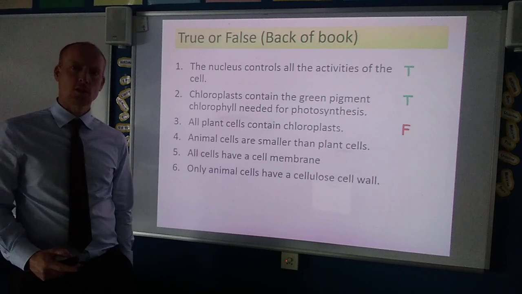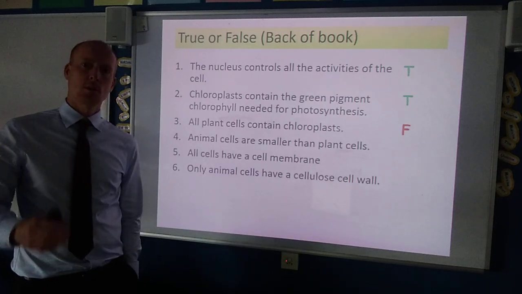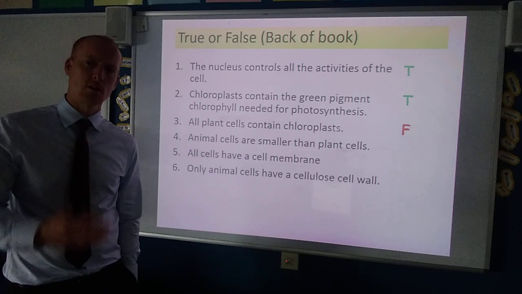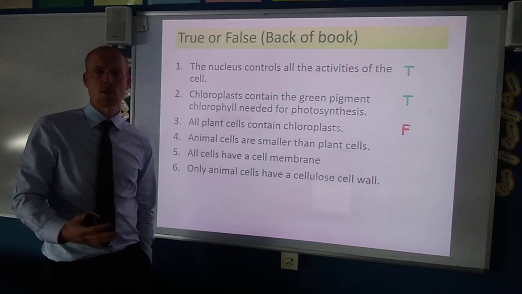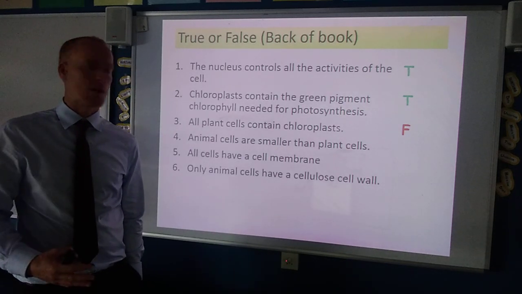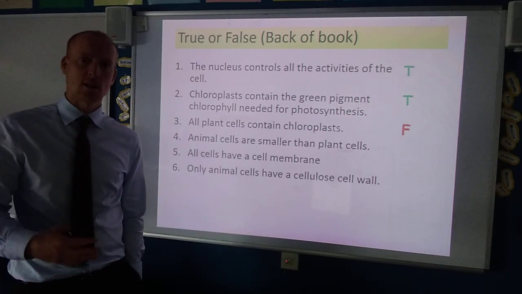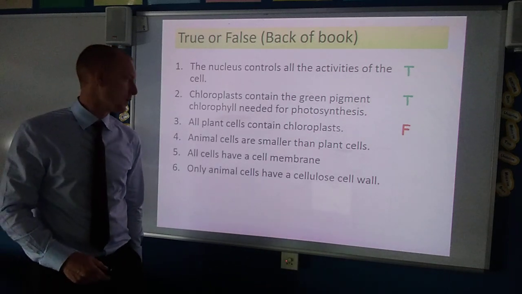All plant cells contain chloroplasts. That one's false, and that's quite a common question because plants have roots, and roots are underneath the ground, and the roots cannot photosynthesize because there's no light. That's a really common question you get. So not every single plant cell has chloroplasts, but the majority do.